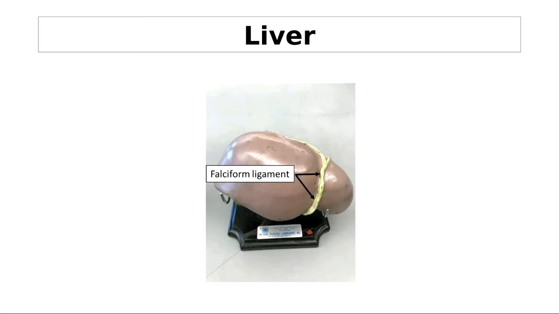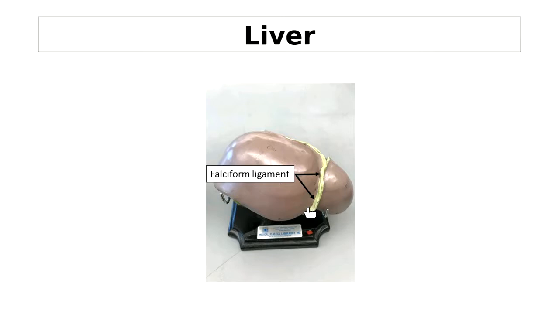Here's that falciform ligament that we talked about, a serous membrane, F-A-L-C-I-F-O-R-M, which attaches the liver to the diaphragm and the anterior abdominal wall. So the diaphragm is going to be up here at the top, the muscle up here, and then this is the front of the abdominal wall here. So that falciform ligament helps to secure the liver.